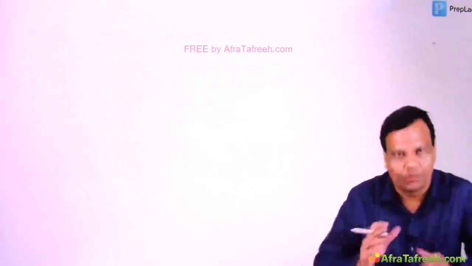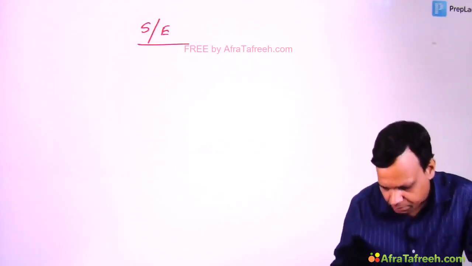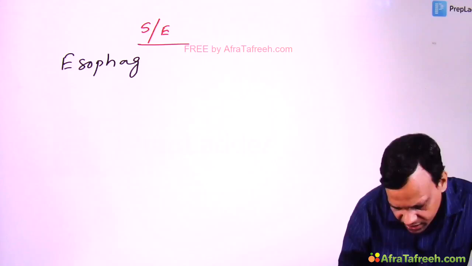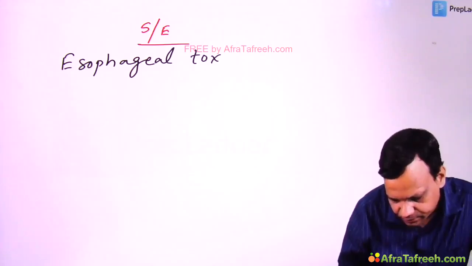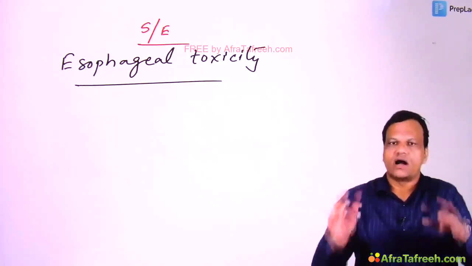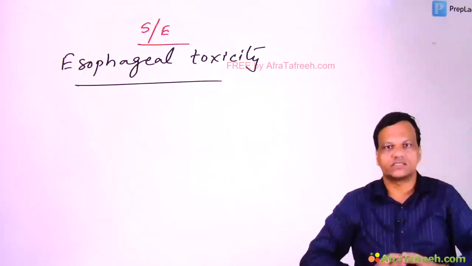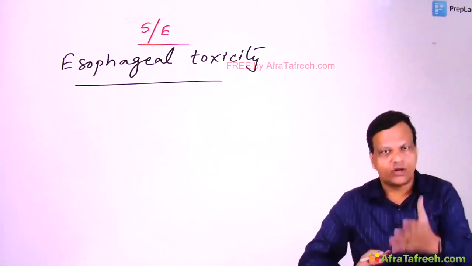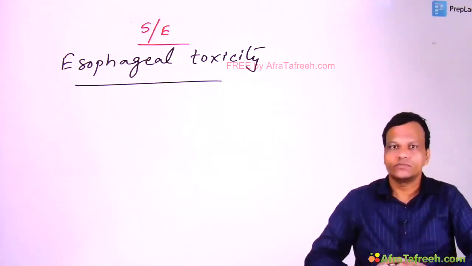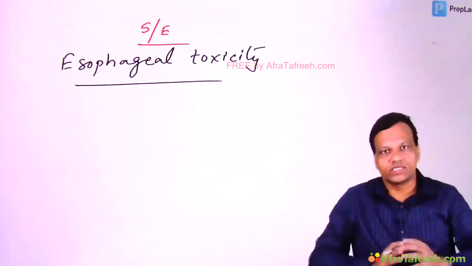Now coming to its problems. The major and most important adverse effect of bisphosphonates is esophageal ulcers, or we can say esophageal toxicity. Bisphosphonates are highly toxic to the esophagus. If they touch the esophagus, they can cause ulcers. Except zoledronate, risedronate and alendronate are given orally. So when we give them orally, they can touch the esophagus and that can lead to ulcers.